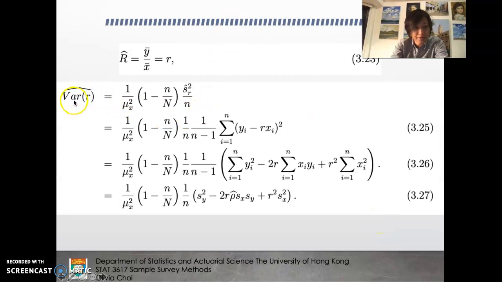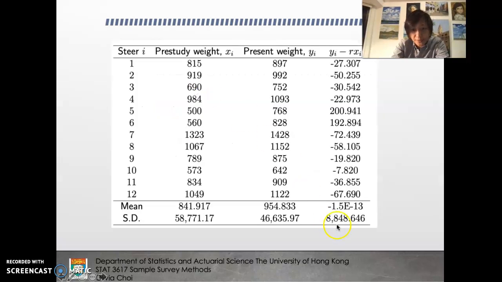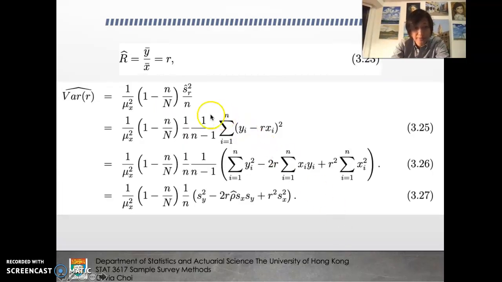So the estimated variance of R will equal 1 over the population mu x square, multiplied by the finite population correction factor, times SR square, which is given, divided by n. Everything is given, so we can easily estimate the variance of R. Or, like in the previous example, we can use formula 3.26 to estimate the variance of R. They should come up with the same solution.